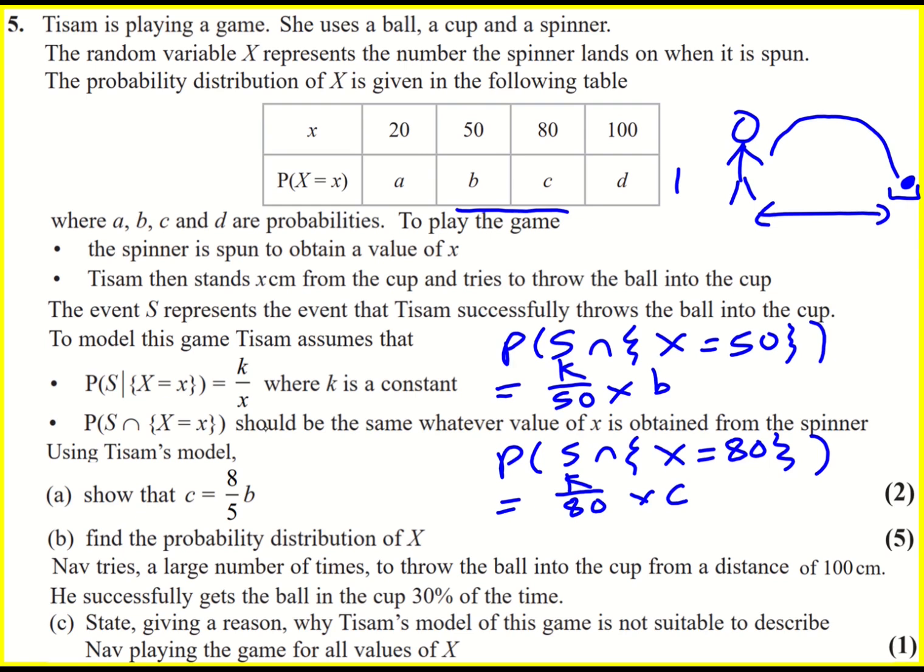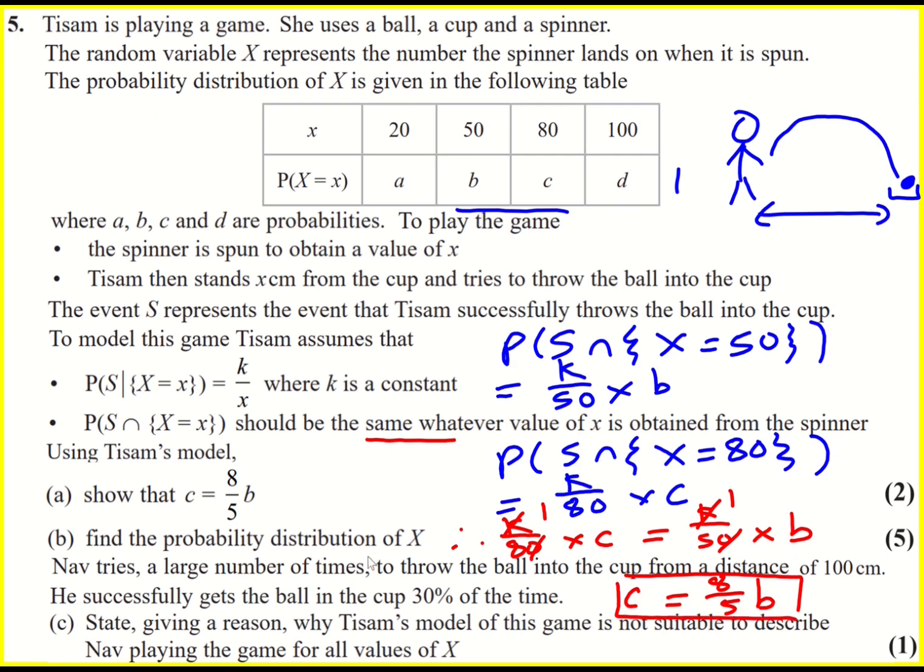It must be that these two are the same because we're told that it is the same whatever. We don't know what the value is. That's important to say, but they are the same. So therefore, k over 80 times c is equal to k over 50 times b. I can cancel out the k's, times through by 10, and then rearrange to make c the subject, and I will get c equals 8 over 5b.